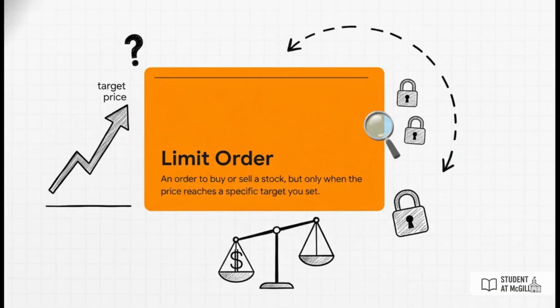On the flip side, there's the limit order. This is your price is everything command. With this, you set a very specific price, the absolute highest you're willing to pay or the lowest you're willing to sell for. You get complete control over the price, but, and this is a big but, if the market never hits your price, your trade might not happen at all.